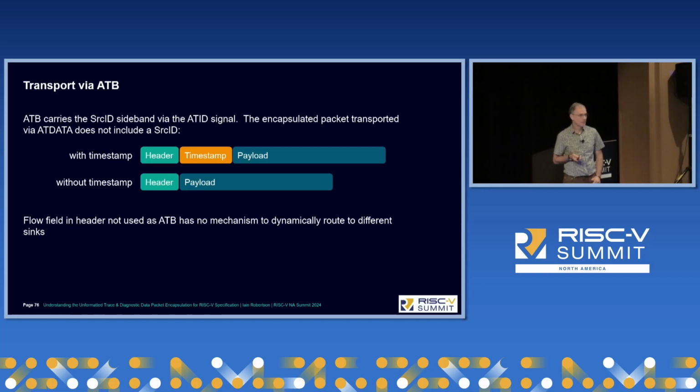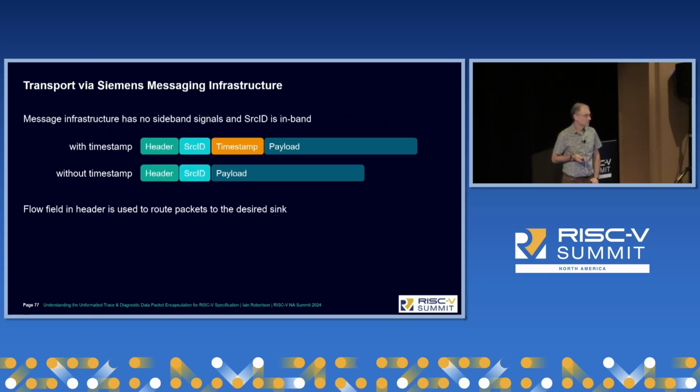Okay, we had another question. In that slide, you show some packets with a timestamp, some without. So if you send one with a timestamp and then a number of packets without a timestamp, have they all happened at the same time?